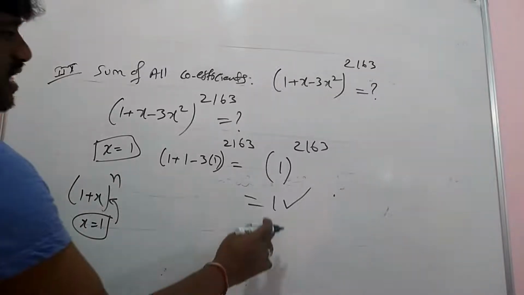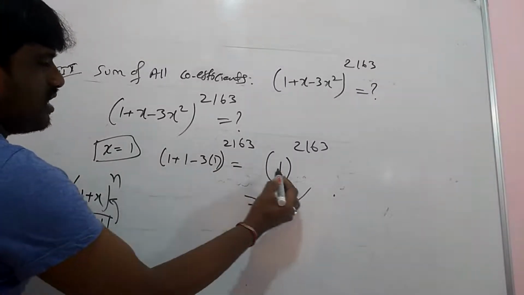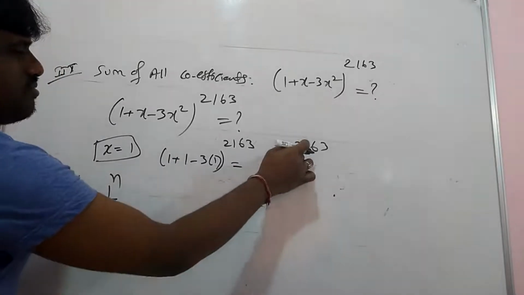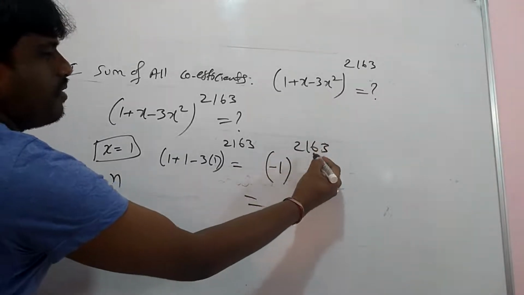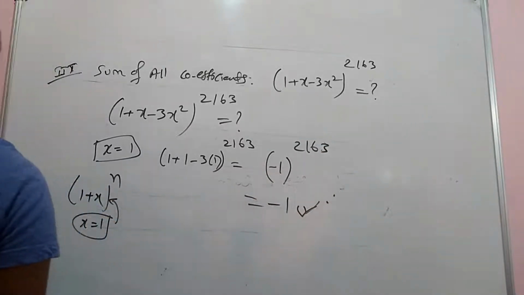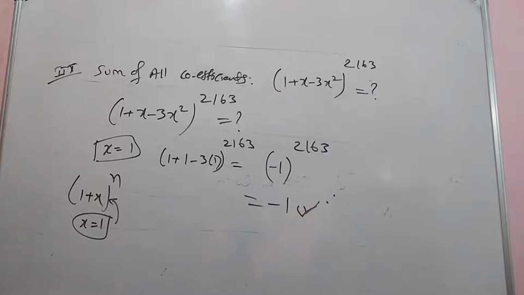Is that 1 or minus 1? Okay, here 2 minus 3 is minus 1. Sorry. 2 minus 3 is minus 1. Minus 1 raised to an odd power is minus 1, so minus 1 is the answer, not plus 1.